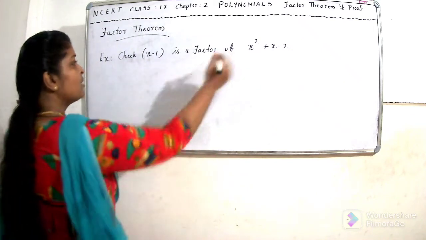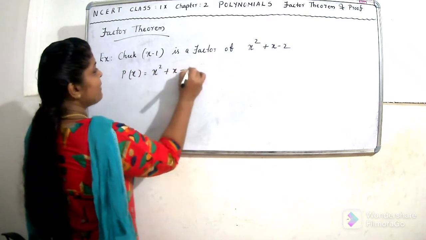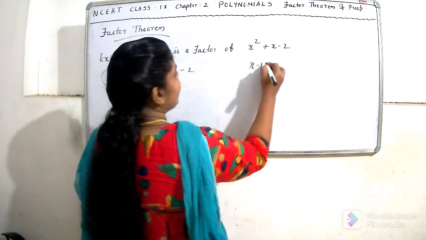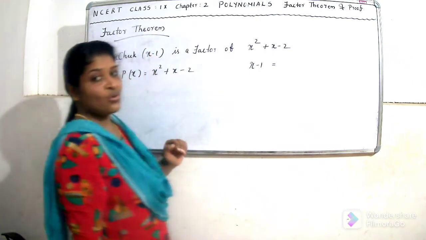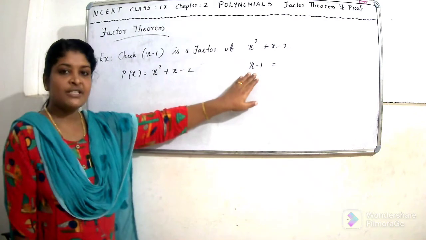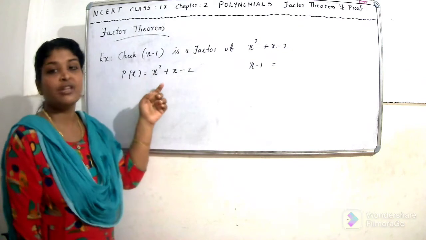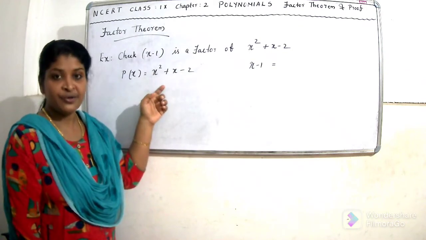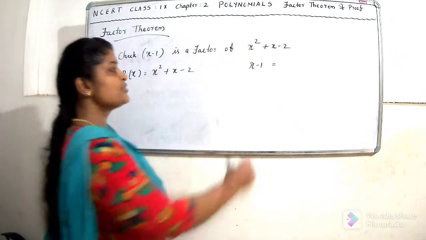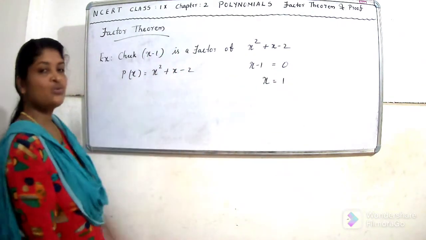Here p of x is equal to x square plus x minus 2, the dividend. Now the divisor is x minus 1. What we studied in the remainder theorem, just recall: whatever the divisor is, take the zero of that polynomial and substitute that value in the dividend. Then only we will get the value, that is the remainder. So what is the zero of this polynomial? The zero of this polynomial is positive 1. So this value we have to substitute here.